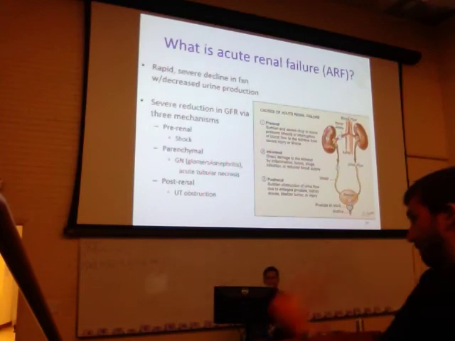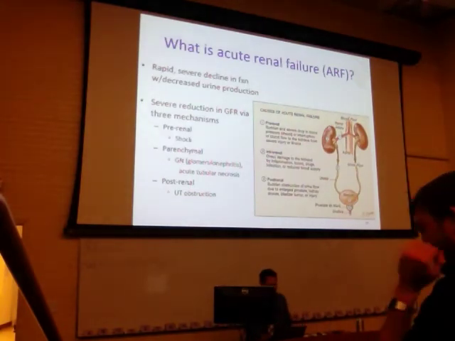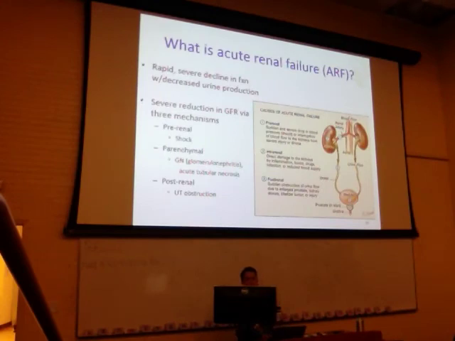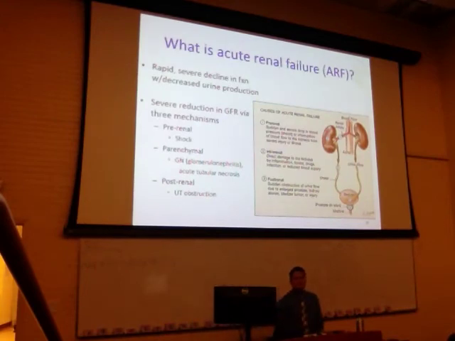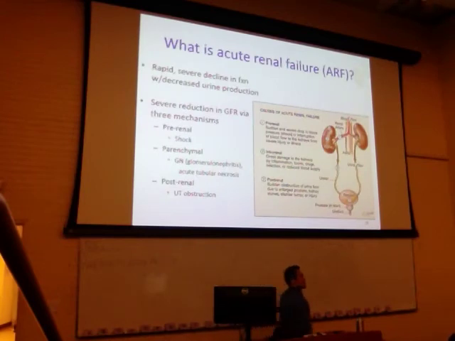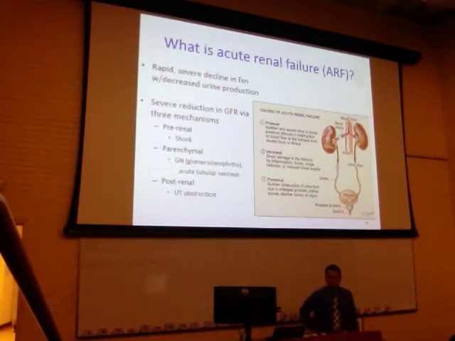So if we look at renal failure, we've got acute renal failure that's up first. Acute renal failure is a rapid and severe decline in the function of the kidney, very commonly associated with a decrease in urine production or a decrease in GFR. We have three contributing mechanisms that can cause this reduction in GFR, and they're shown here.